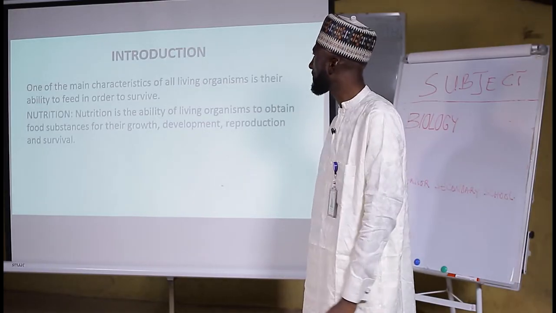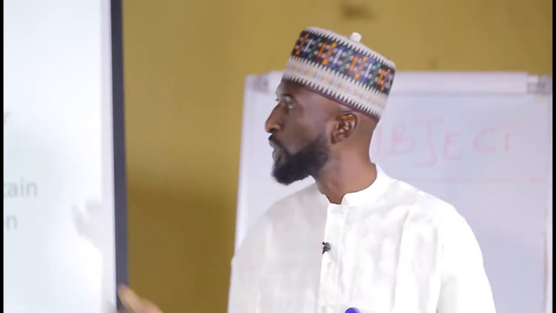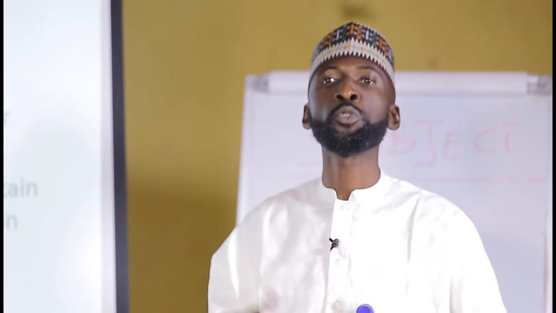Now, under this, when we said plant nutrition, we know that basically one of the major characteristics of all living organisms is their ability to feed. That is why in the elementary biology, when we are mentioning the characteristics of living organisms, we said all living organisms must feed, and that is what we call nutrition. Now, because of this fact, plants need to feed so as to survive.